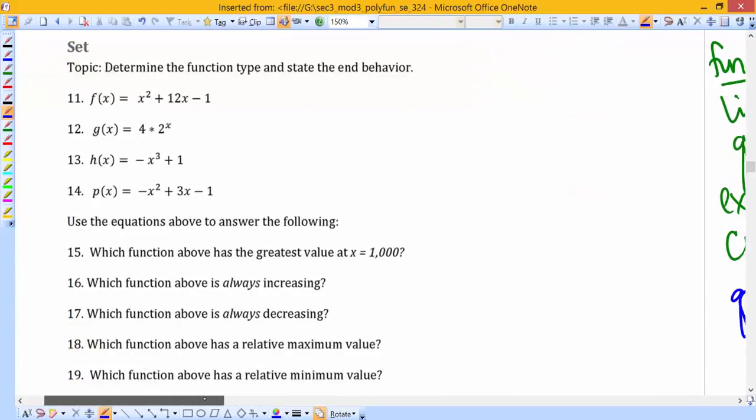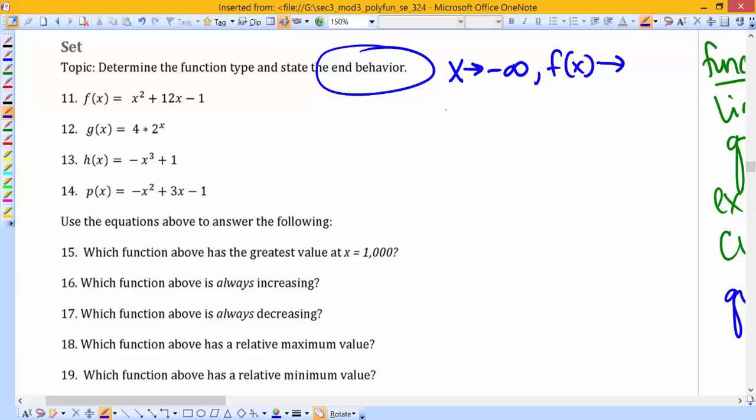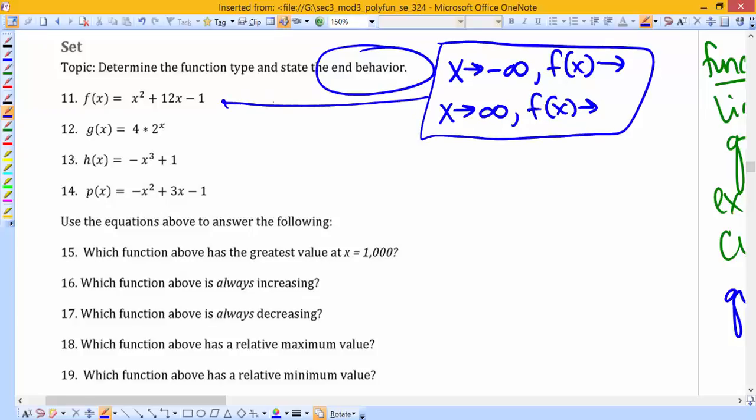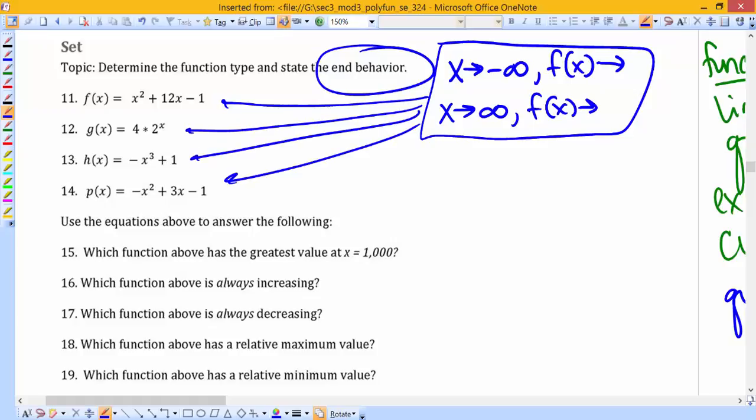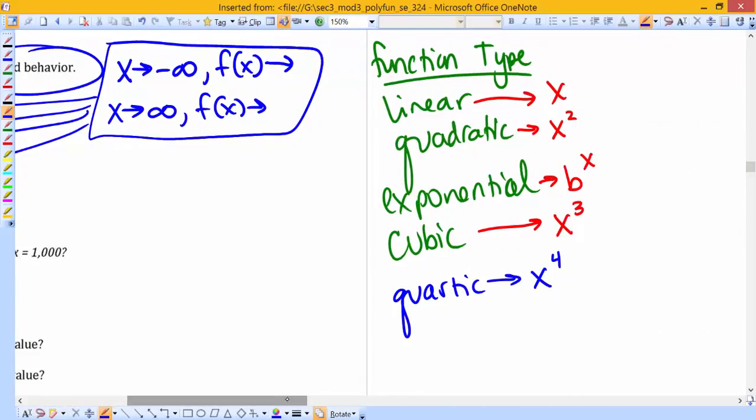When you guys are identifying the end behavior, that's when you're writing x approaches negative infinity, f of x approaches blank. You have to fill in the f of x. x approaches infinity, f of x approaches blank. You have to do this whole thing for each one of those. So 11, 12, 13, and 14. For each one, you have to fill out the end behavior. In order to do the end behavior, I would look back at the function type.